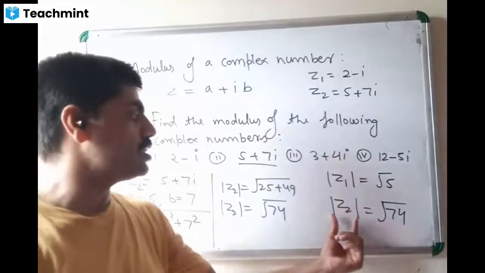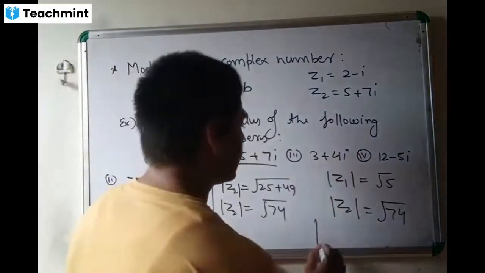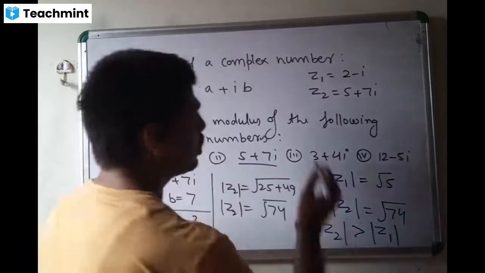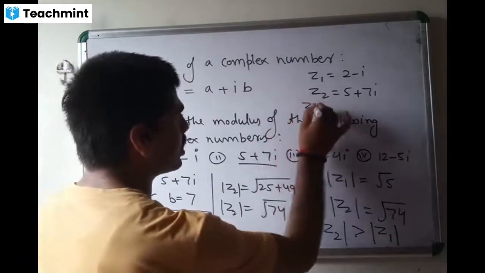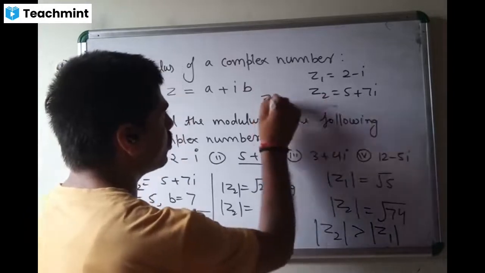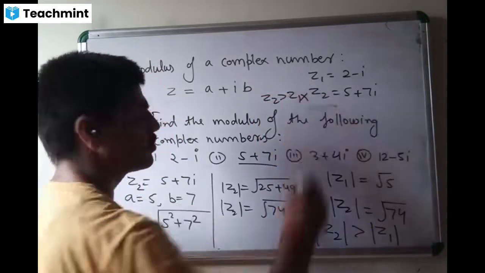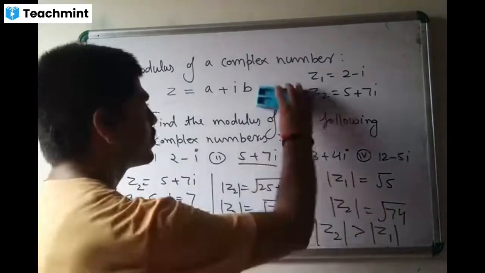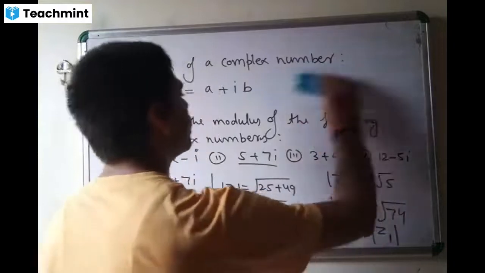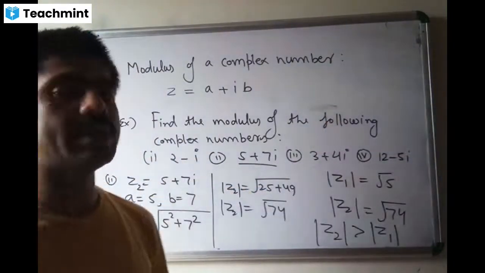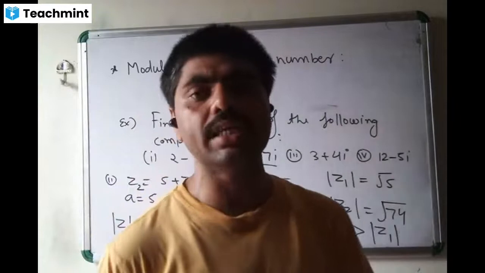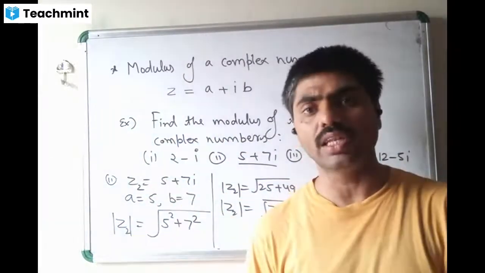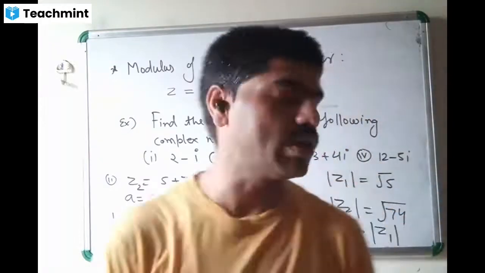Here you can see that mod Z2 is more than mod Z1. You cannot say Z2 is more than Z1, that is wrong. To compare complex numbers, you always find the modulus of the complex number, then you compare which is larger or smaller. By this way you can write it.